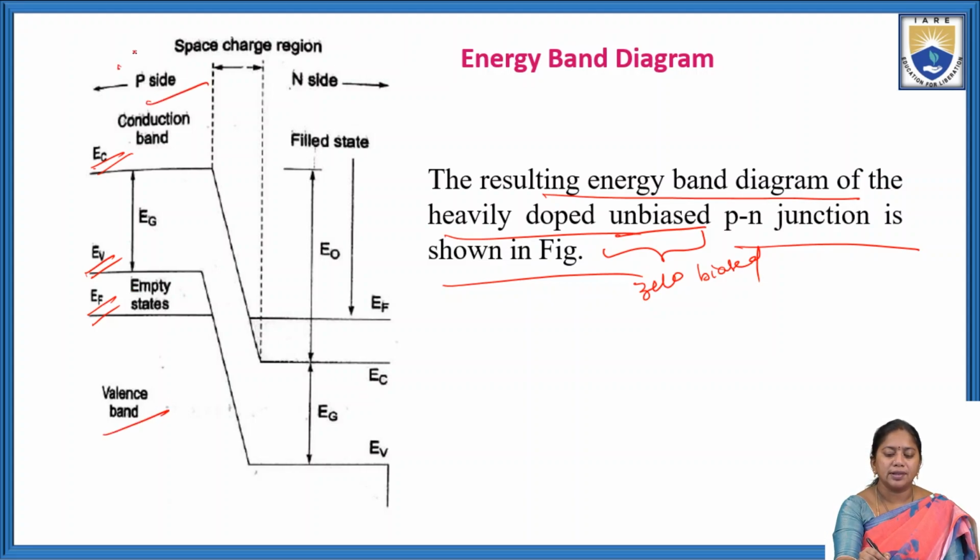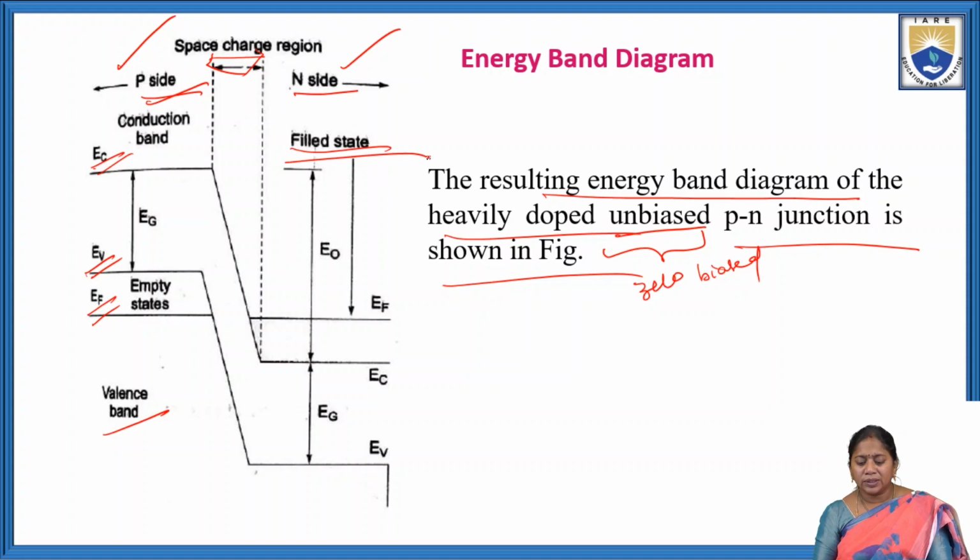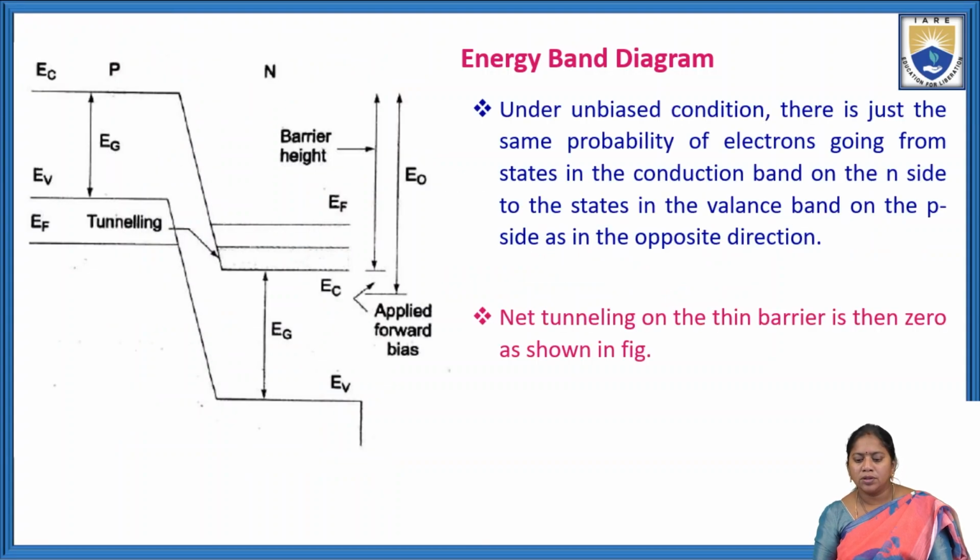The left side is the P side region, and the right side is the N side region. In between the P side and N side, the space charge region is formed. These are the field states. So that is the energy band diagram of the heavily doped unbiased PN junction.